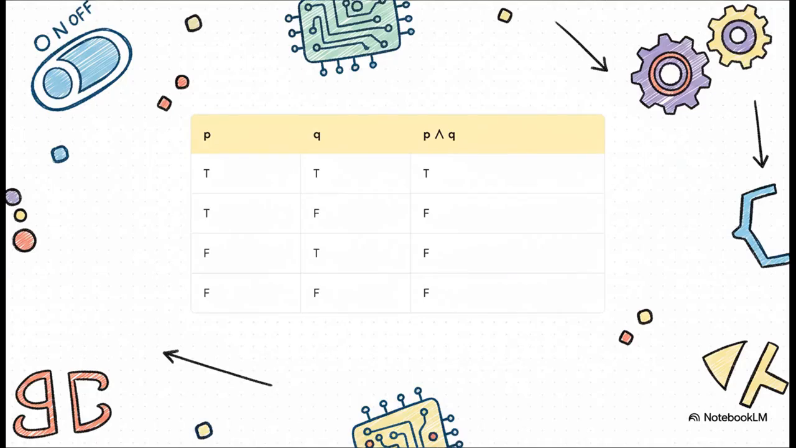And the truth table for and makes this crystal clear. Just look, we have 4 possible combos for P and Q. But notice how only one of them, that very top row where they are both true, gives us a true result. Every other possibility is false.